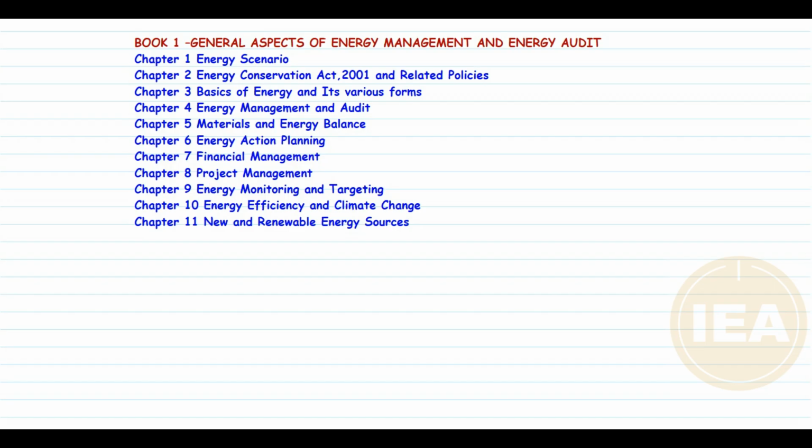Here also numericals are coming from this particular chapter, and these numericals are very easy. If you target only numericals from these chapters, then you can easily crack this paper. Then chapter 9 is Energy Monitoring and Targeting. Chapter 10 is Energy Efficiency and Climate Change, and New and Renewable Energy Sources is chapter 11.